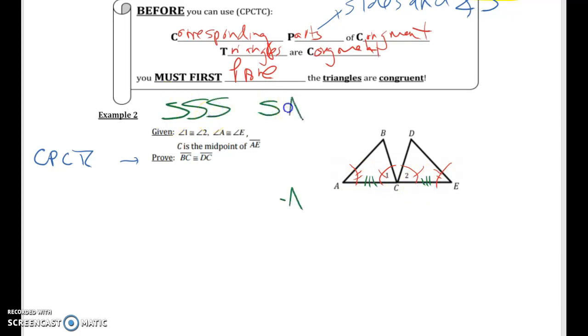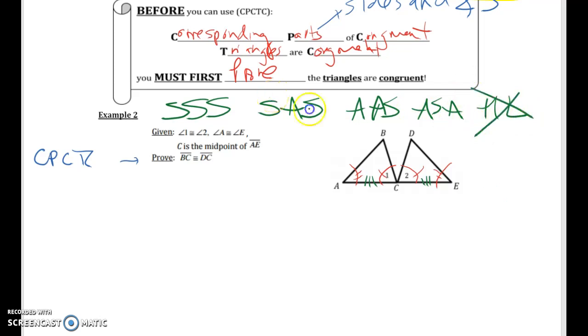Let's write our methods that we have: side, side, side; side, angle, side; angle, angle, side; angle, side, angle; and hypotenuse leg. These are not right triangles, so hypotenuse leg is out. They gave me two angles, so I know that side, side, side and side, angle, side are out, and there's no common side between these two triangles. So I'm down to angle, angle, side or angle, side, angle. I have two angles and the side included between them, so we are going to use angle, side, angle to prove these two triangles congruent.